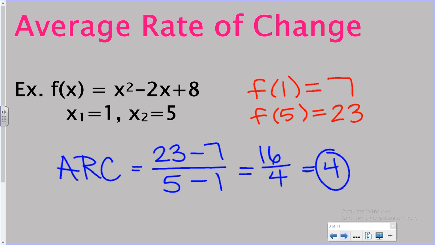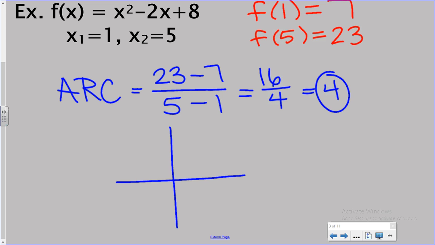What we have happening here, I'll give you a little picture. Okay. This is what our graph looks like. The slope between those 2 points is 4. The average rate of change between x is 1 and x is 5 is 4. Okay.